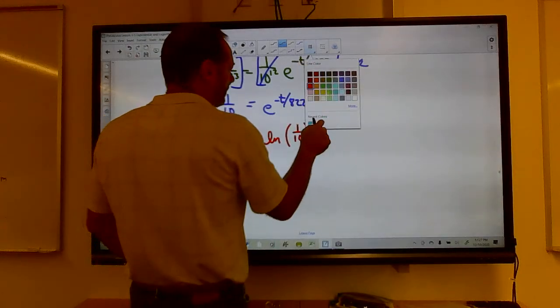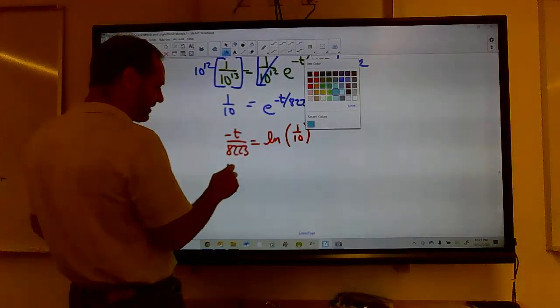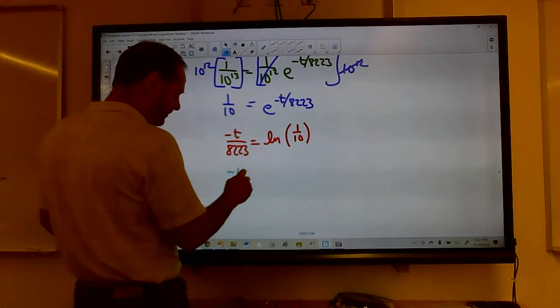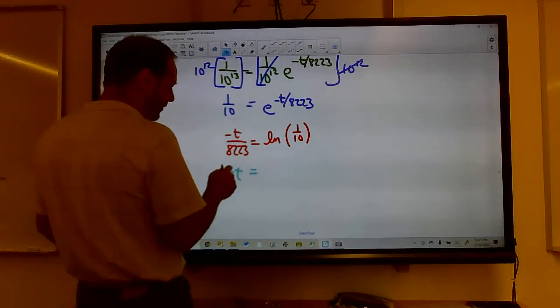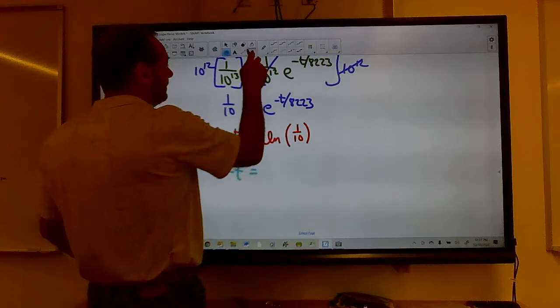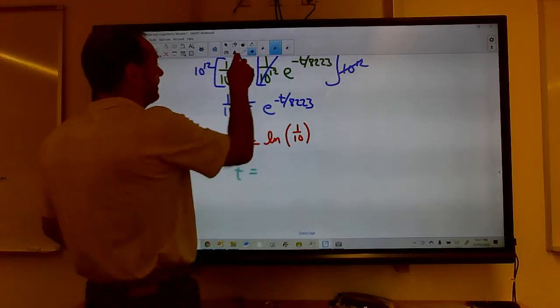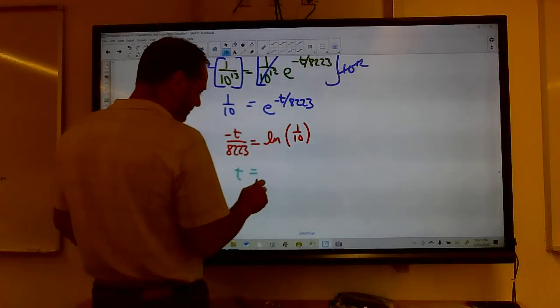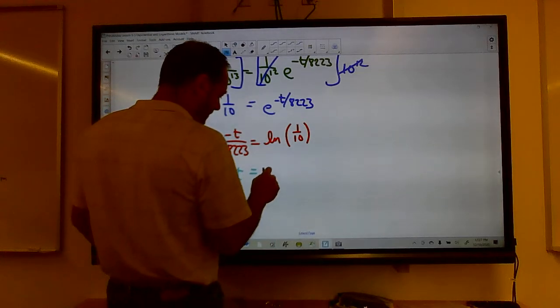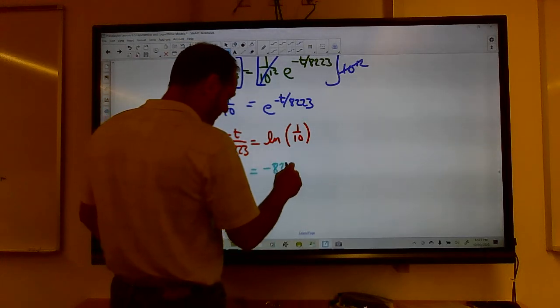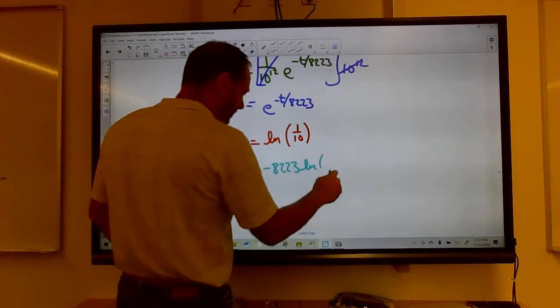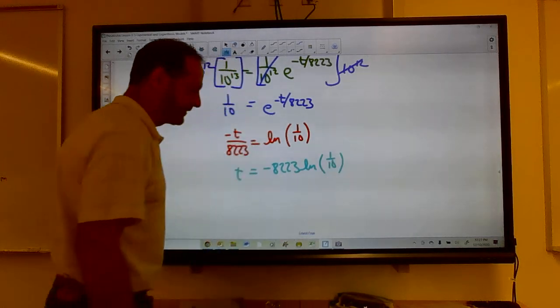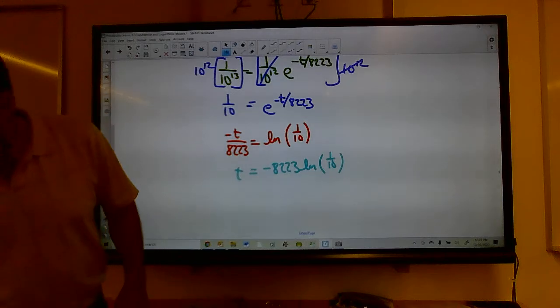And then I'm going to go ahead and multiply both sides by negative 8,223. And that's going to get rid of the negative and the 8,223 over here. So negative 8,223, natural log of 1/10. And now it's just a calculator question.